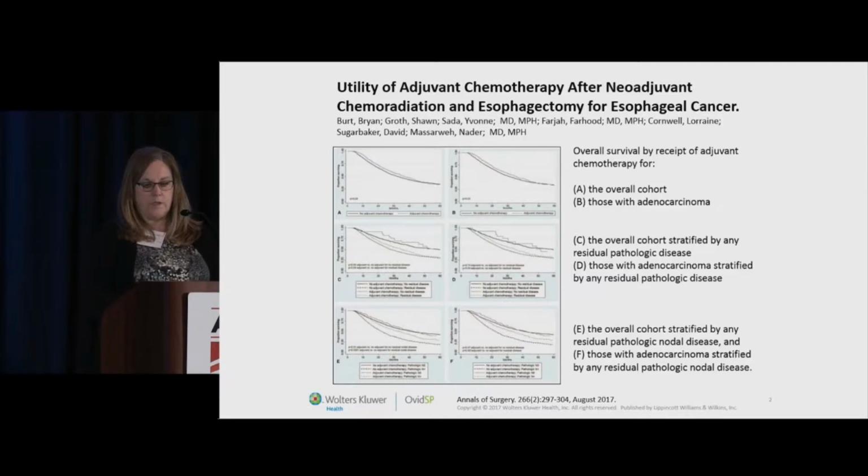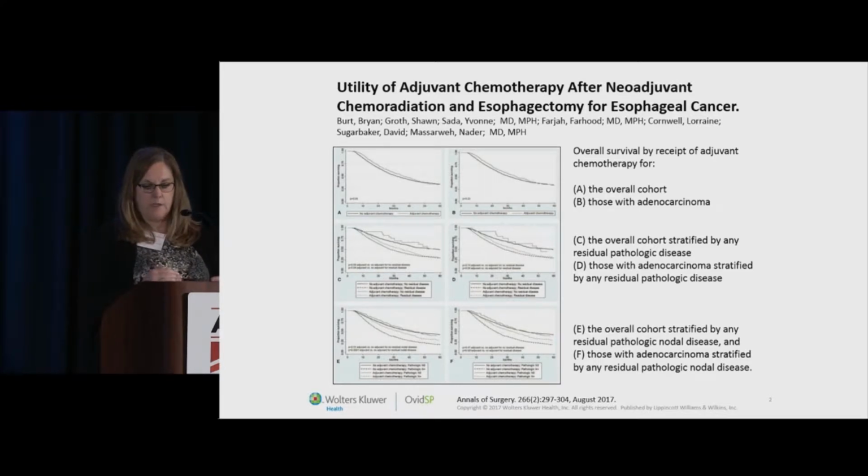The top graph looks at the overall cohort. This is people who got neoadjuvant chemoradiation. Different drugs, different regimens, but they got some chemoradiation. They then had surgery. Some of them got adjuvant therapy, some did not. It was not randomized. So the top panel, the left graph, is looking at the overall cohort, and the right graph is just those with adenocarcinoma, which was most of them. So the adenocarcinoma ones kind of mirror the whole cohort.